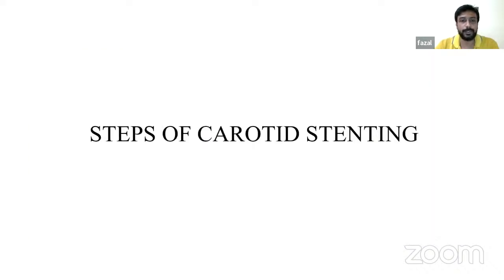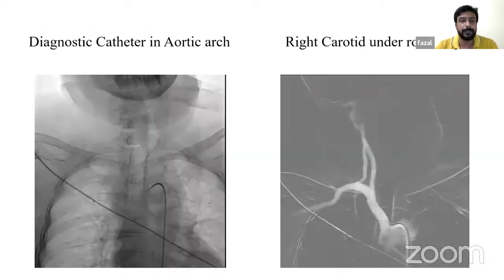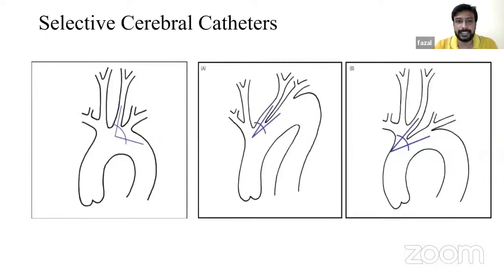I'll go through the steps of carotid stenting, and at each step I'll explain what materials we use. Whether you are doing it through a femoral or a radial access, first comes the puncture. Dr. Ahmed Zubair has already explained in detail the puncture technique. After the puncture, we take the diagnostic catheter into the aortic arch. This was our patient which we did recently, and those are the images I'm showing you. We hooked the right brachiocephalic and took a roadmap. From there, we went into the CCA.